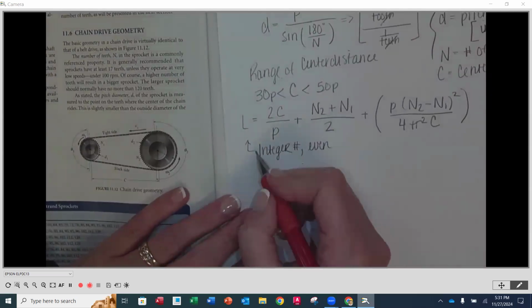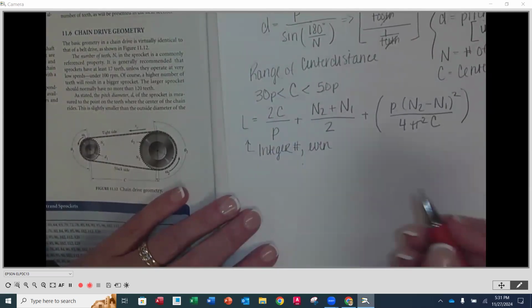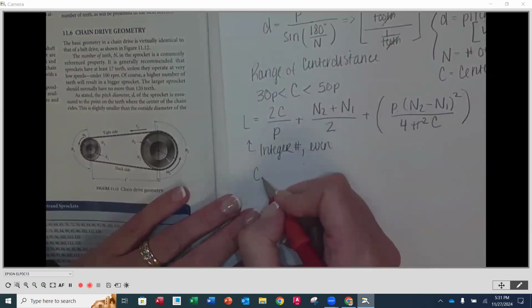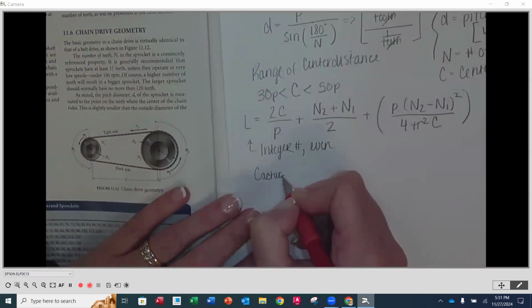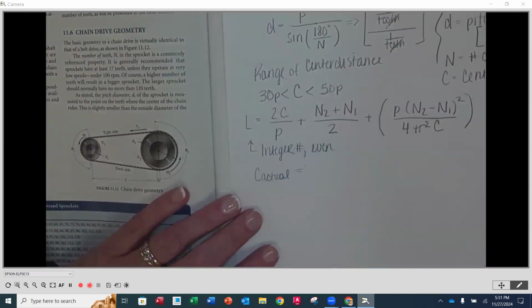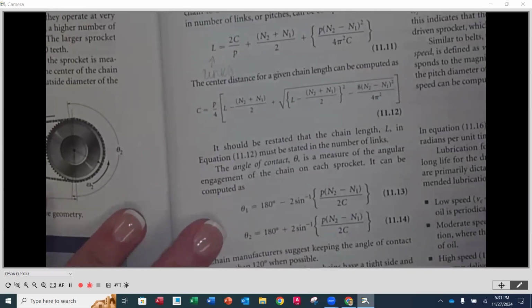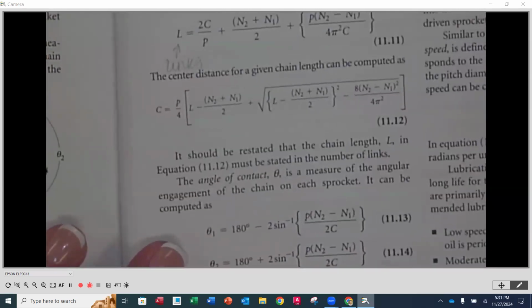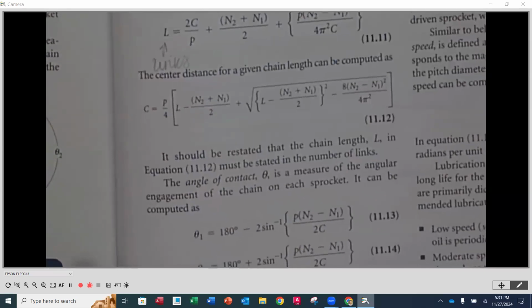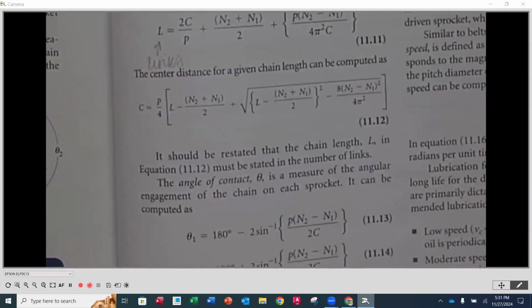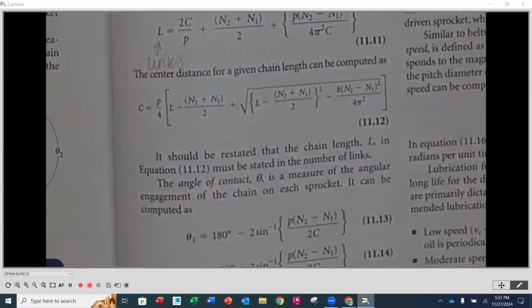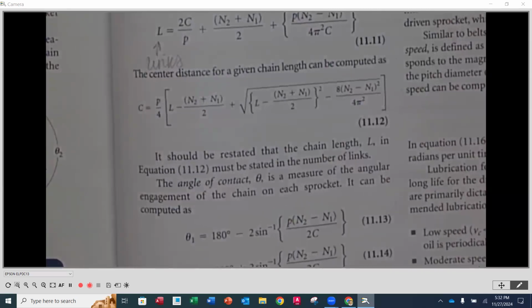And then once we know what the number of links is, we are going to find our actual center distance. That equation is right here. It's pretty long, so I'm going to zoom in here in case you don't have your book. I want to make sure that you can see it, and I'm going to write it down here. Be careful to write it in the correct form. There's a lot going on here. So C actual, I'm not going to read this all out for you, but you want to get it on your equation sheet.